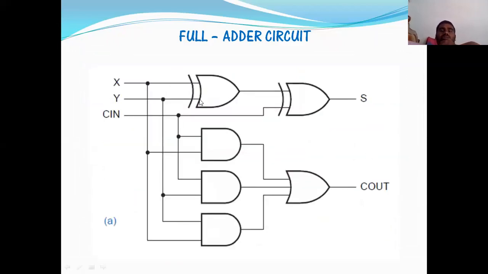Here we require two XOR gates, three AND gates and one OR gate. For the full adder circuit, these are required.